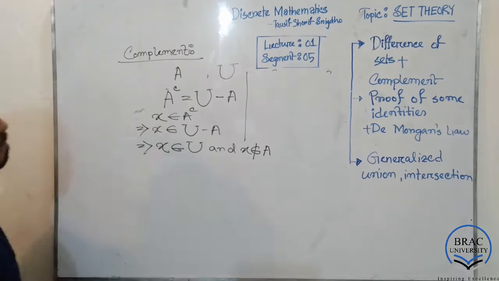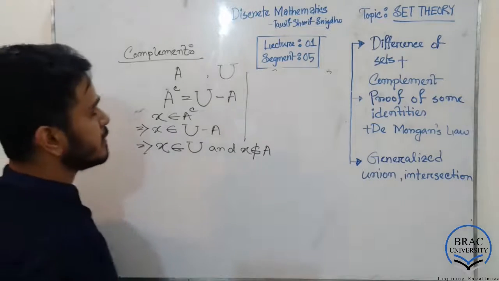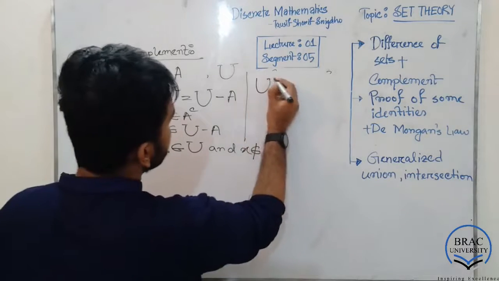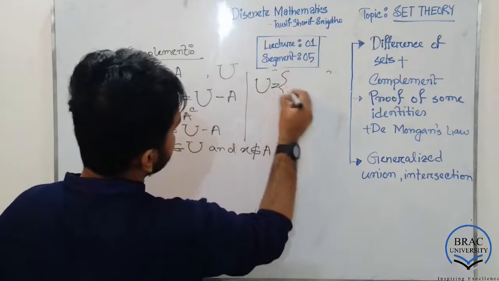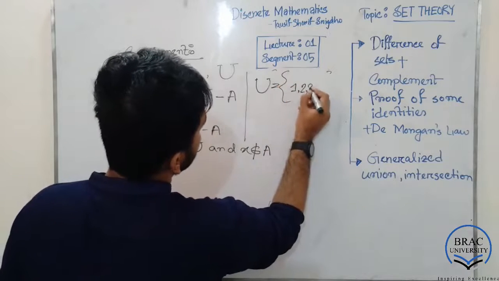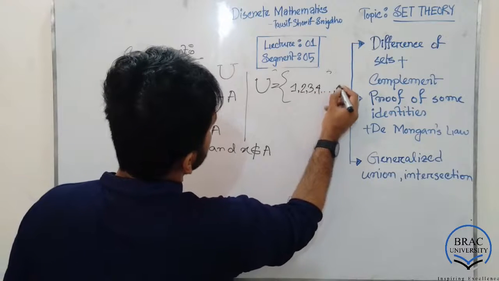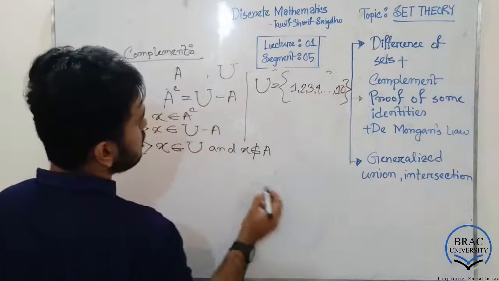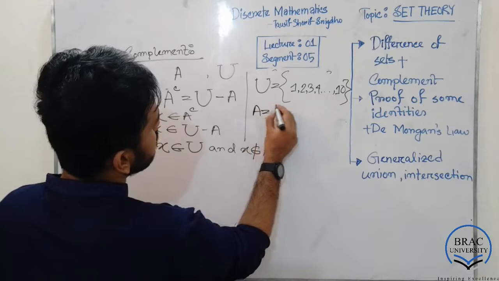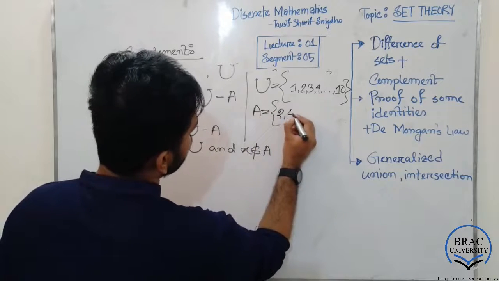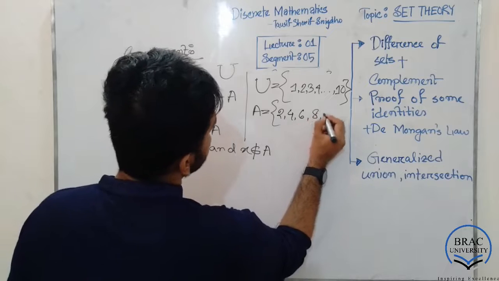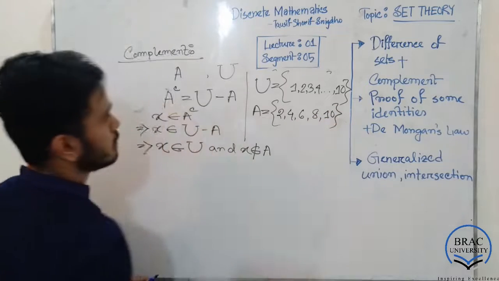Okay, so we can see some examples here. For example, for some set under consideration, U is 1, 2, 3, 4 till 10, and A is the set of all even numbers up to 10: 2, 4, 6, 8, 10.